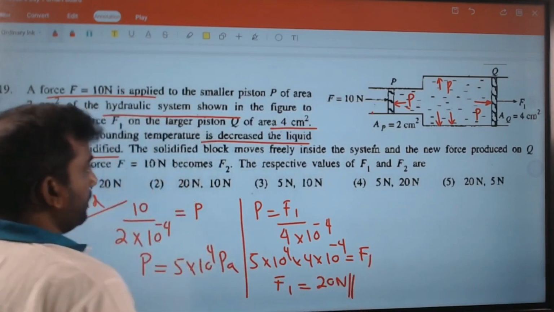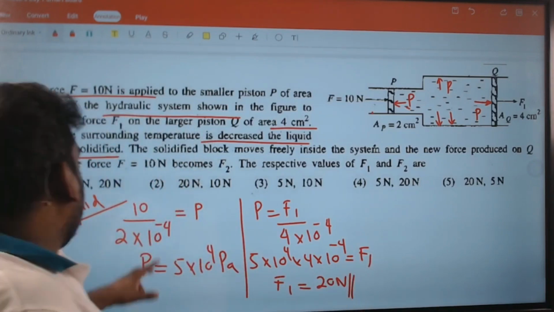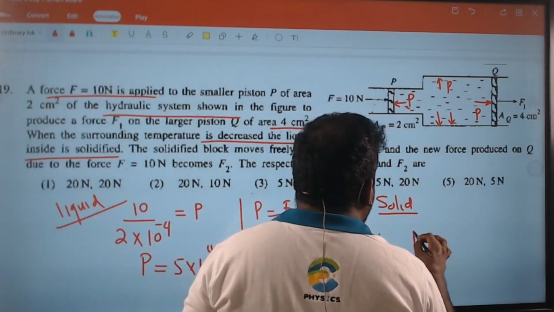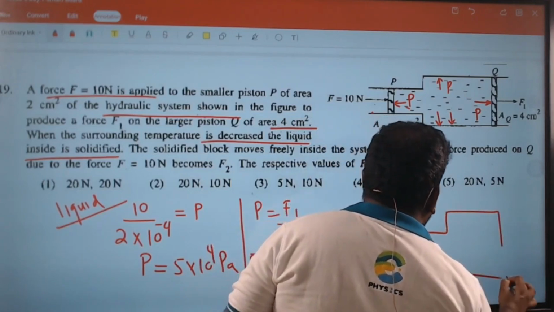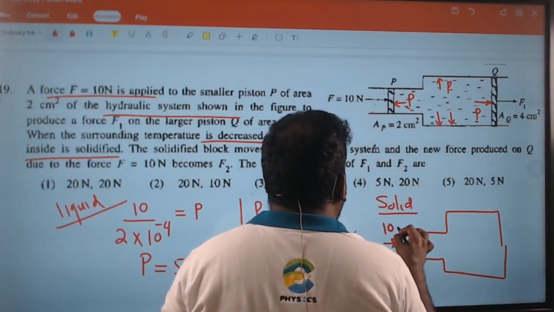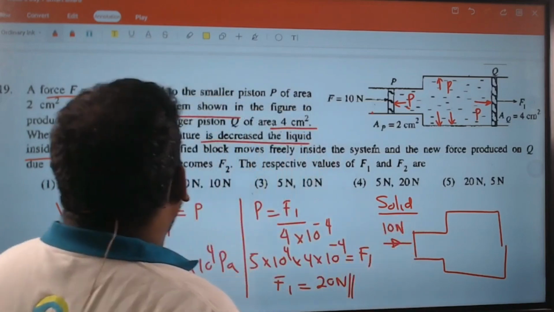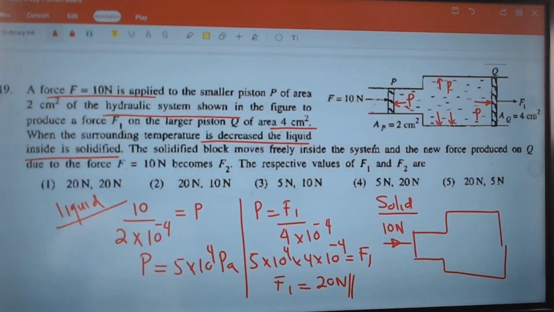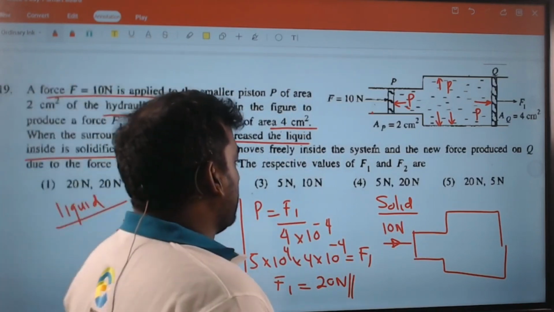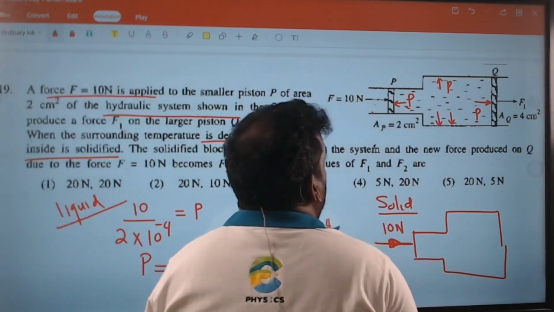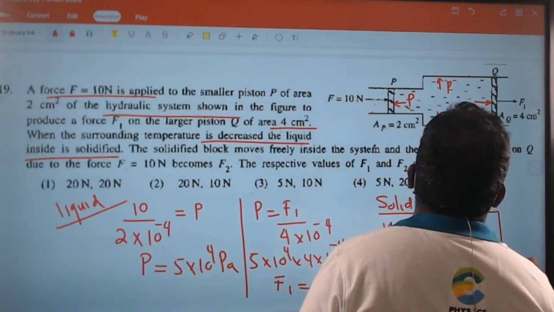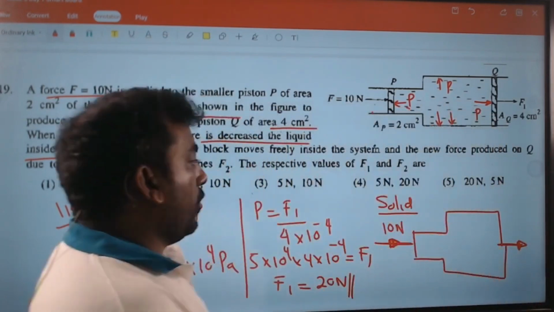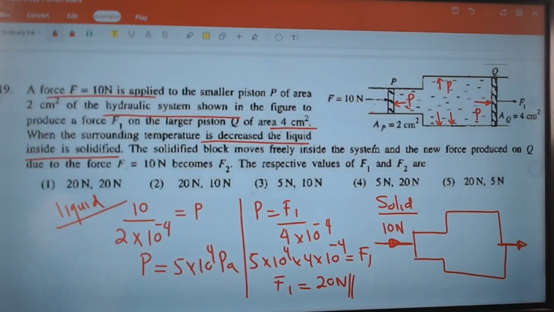Right. Now what are they saying? Now this becomes a solid. If this becomes a solid, here if I apply 10 Newton, they are asking the force produced here. Look at the board carefully.